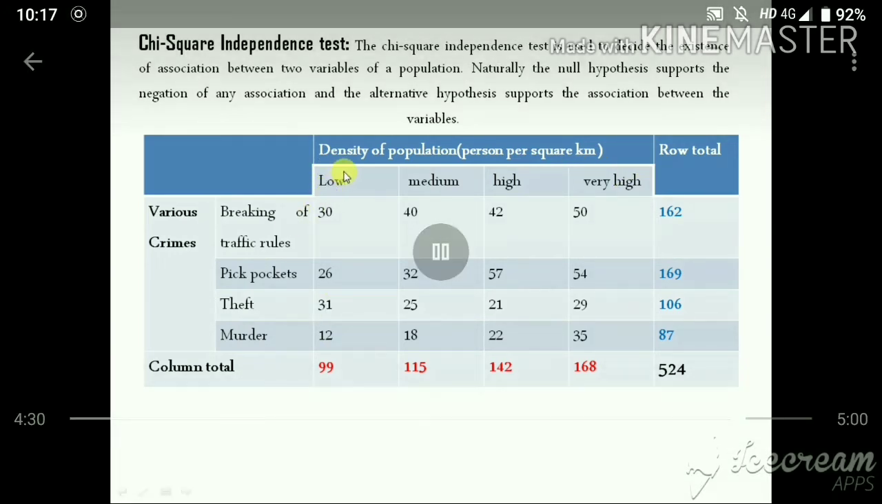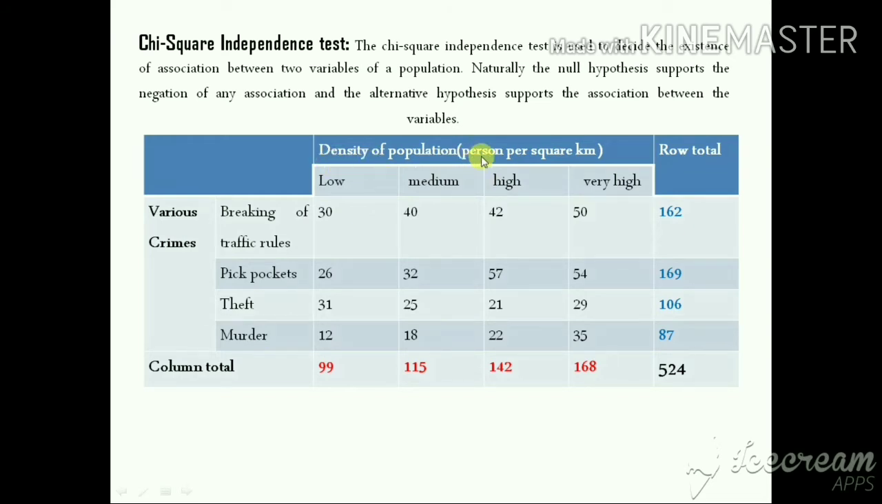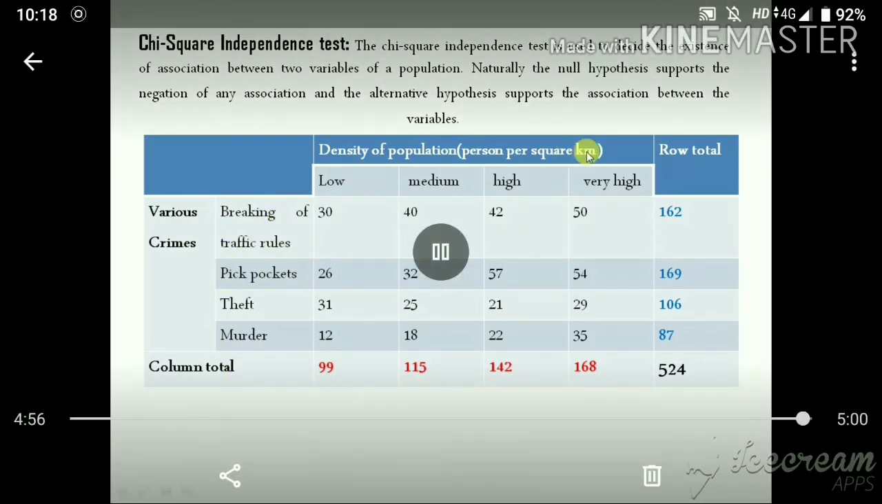Here the density of population on one axis and on another axis, various crimes: low density, medium density, high density with certain criteria. And the various crimes means breaking of traffic rules, pickpockets, theft, murder. These are the various crimes. So we want to investigate, does there exist any association between the crime and the density of population? This is our objective.